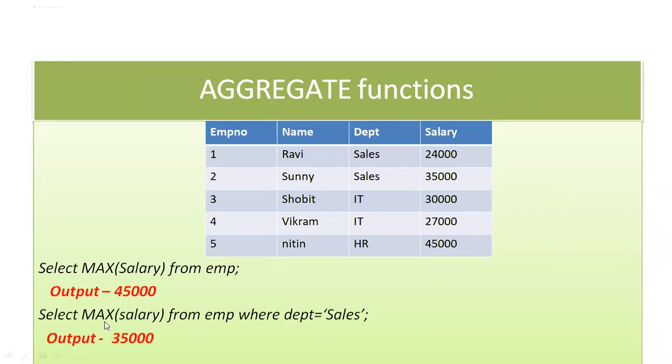So next, SELECT MAX, which is the maximum, salary from EMP where department equals sales. It will search only among sales for the biggest value here, 35,000. So it will display 35. If I am talking about IT, SELECT MAX salary from EMP where department equals IT, it will display 30,000. So it serves the matching value according to the given condition.